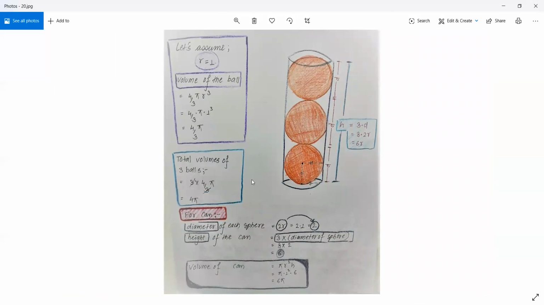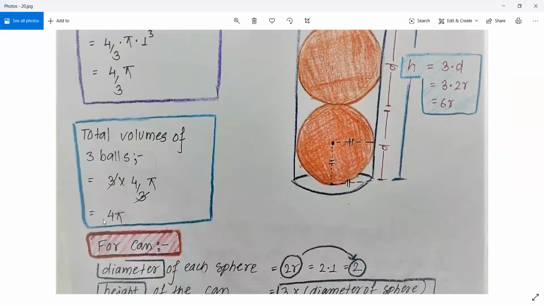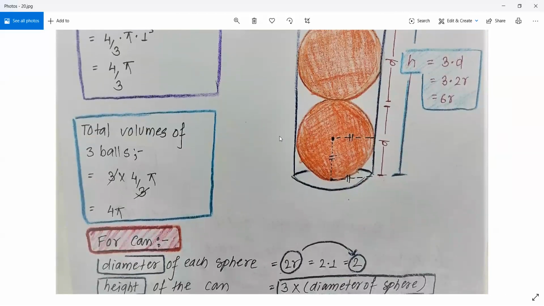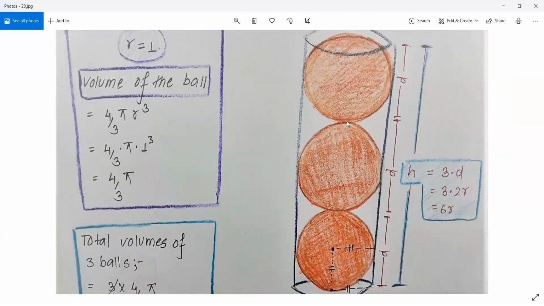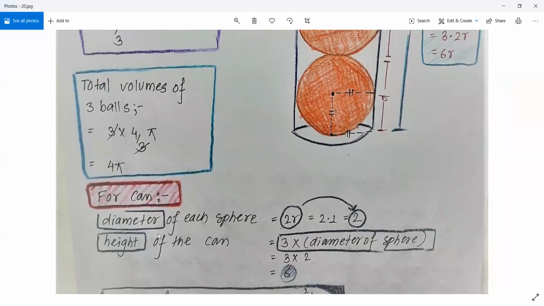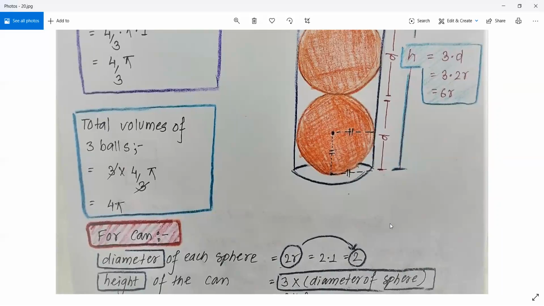So the total volume of 3 balls, 3 into 4 by 3 pi, you'll get 4 pi. When you multiply 3 into the volume of each ball, you'll get the value 4 pi. So that is the volume of the 3 balls shown in this figure, which are inscribed in the can. Since I suppose the radius is 1, the diameter of each sphere will become 2.